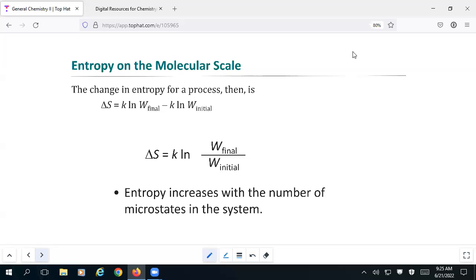And to do that, we need to look at the change in the number of microstates. So we start with this equation here where we subtract k times the natural log for the final minus k times the natural log for the initial. But off of that, we can apply a little bit of algebra and use our logarithm rule: the difference of logarithms is the same as the ratio of logarithms. So if I pull out that k value and take the ratio of those logs, I can get delta S.